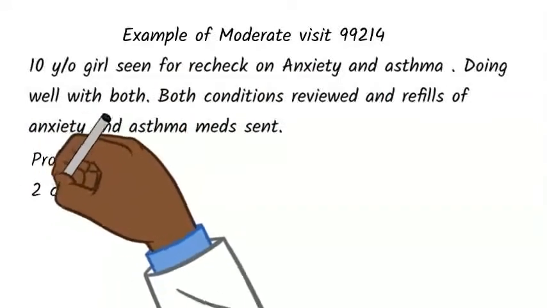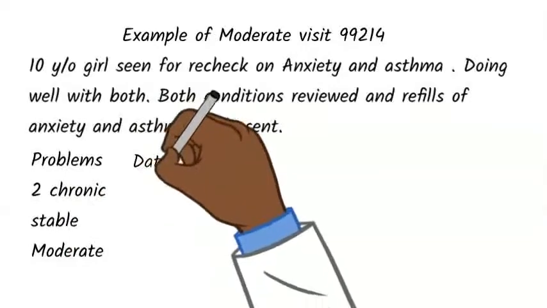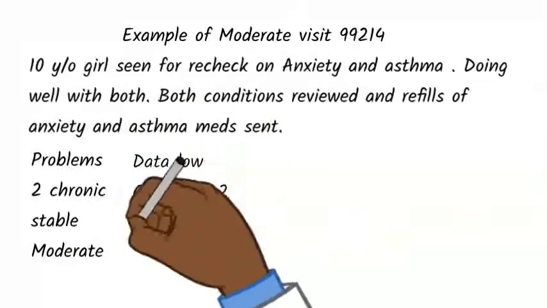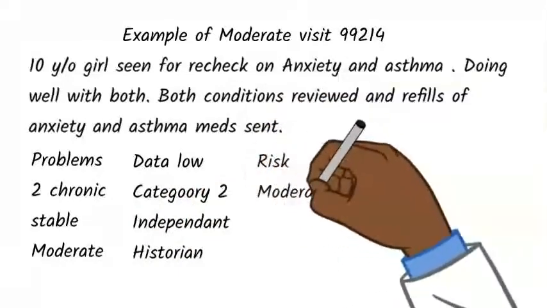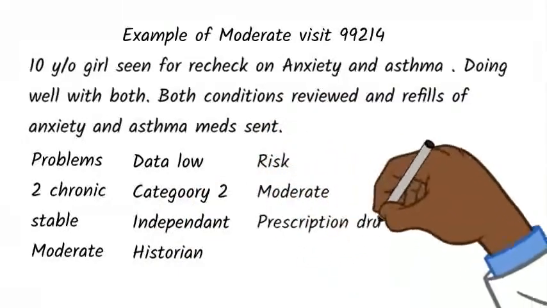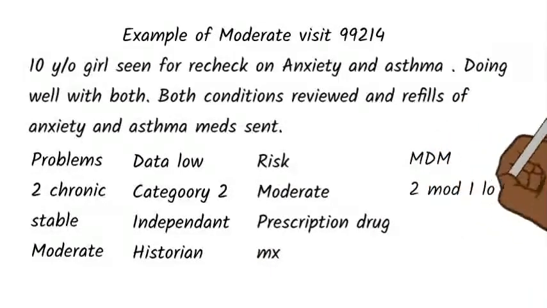In this example, the problems are 2 stable chronic conditions, so the level is moderate. The data is in category 2, independent historian, so low level. The risk is moderate with prescription drug management. The MDM elements are 2 moderate and 1 low, so is a moderate level visit 99214.